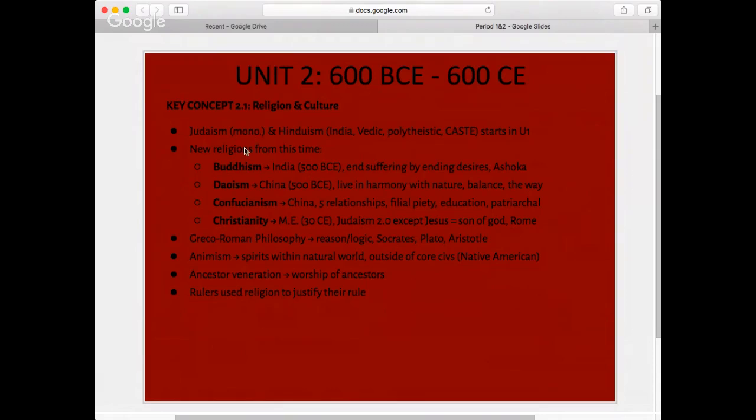Remembering that Judaism, you have the Jewish diaspora in period 1 when the Assyrians kick them out and they have to move to other places. And that's how Judaism spreads to other places, is because they get kicked out and they have to move to different locations. And then Hinduism, which is primarily in India. It starts from the Vedas, which was that series of books.